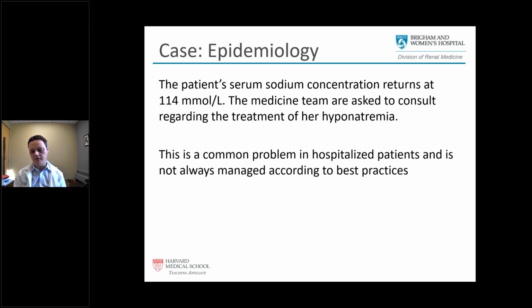We get this consult probably a couple of times a week at least from the ICU service here at the Brigham. And unfortunately, it's not always managed according to best practices. And so I'm going to go through the epidemiology of this and come back to this case ultimately and describe how we would actually manage her in real life.